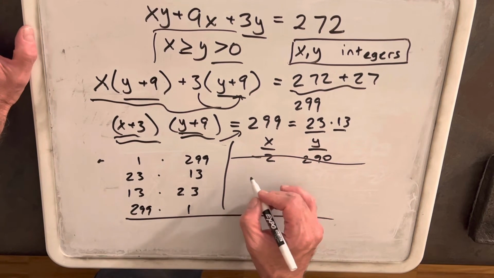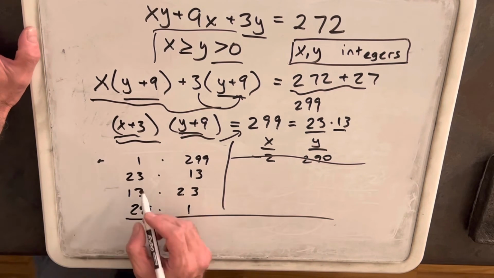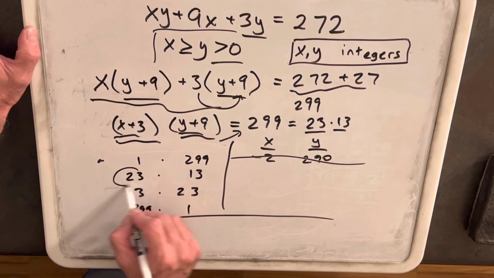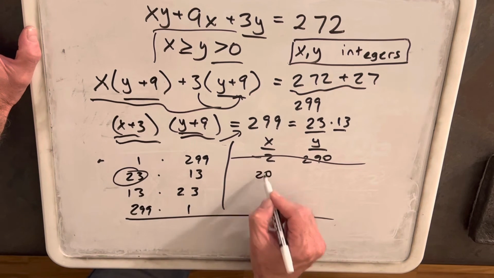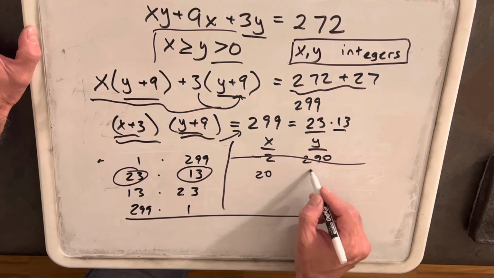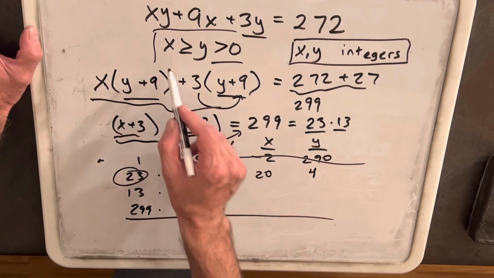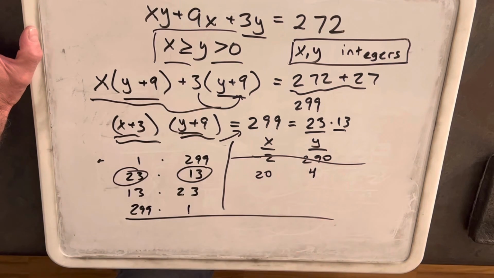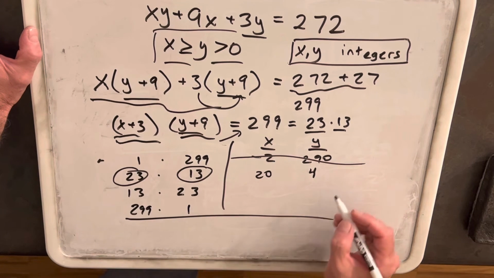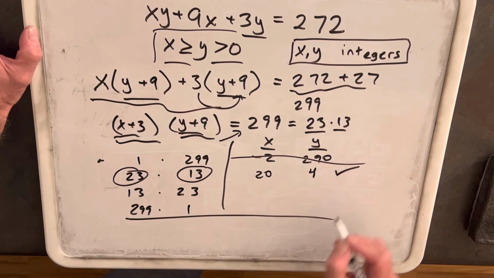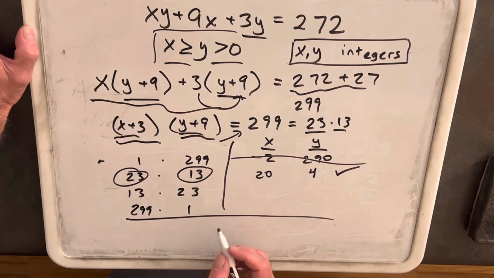Then the next one, when this term is 23, we're going to have x is 20, and when this term is 13, we're going to have y is 4. So that looks valid because x is greater than y, and both terms are greater than 0. So that is a solution. But let's see if there's any other solutions.